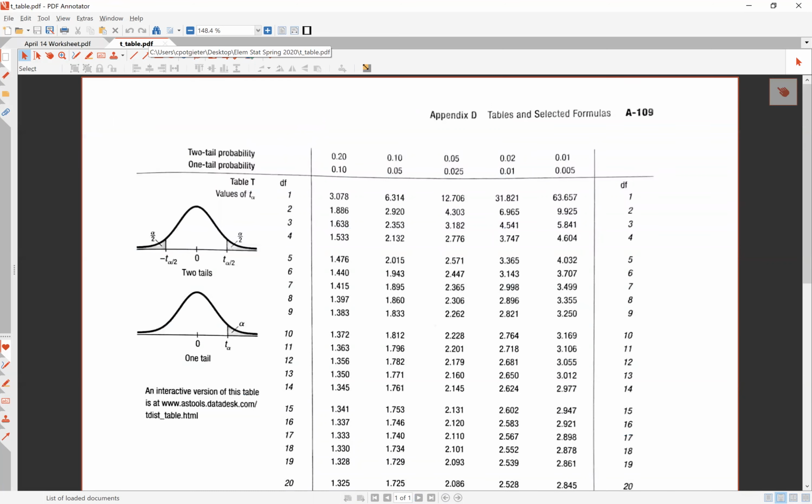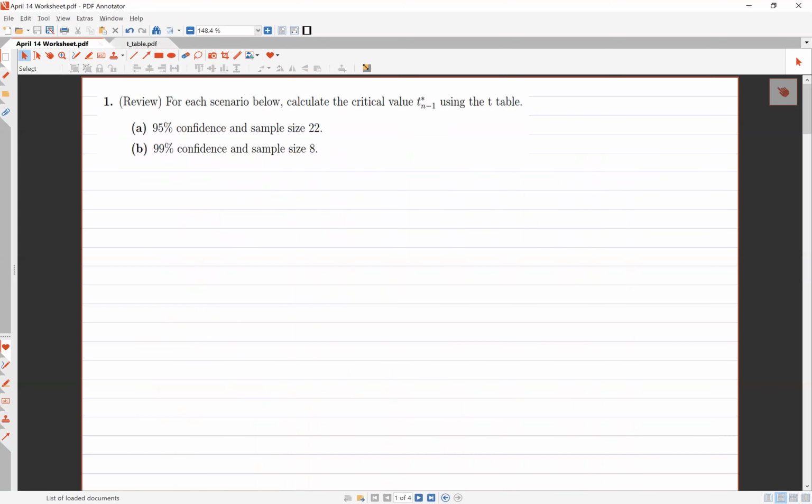So on the screen share, you should be seeing the t-table at the moment. If you need a copy of this, there is one in the back of your textbook, but I've also uploaded this specific document to D2L. So under new course content, you can also access this t-table.